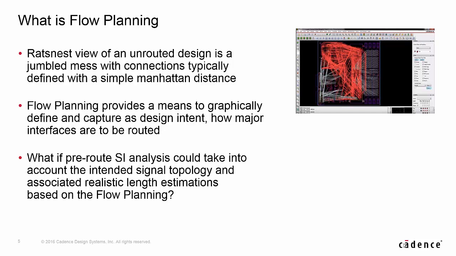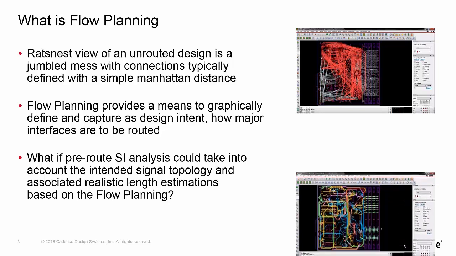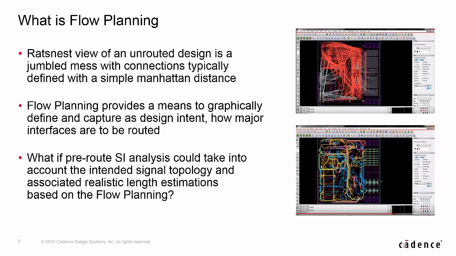It's unrealistic to expect that each connection will be routed in a straight line, when in reality it will be much closer to a sum of the X and Y distance. Flow planning was recently added to Allegro Sigrity SI, where it allows you to graphically define and capture design intent. This design intent makes sense for major interfaces, but also can be applied to any logic in the design. Here's the same design with flow planning applied.